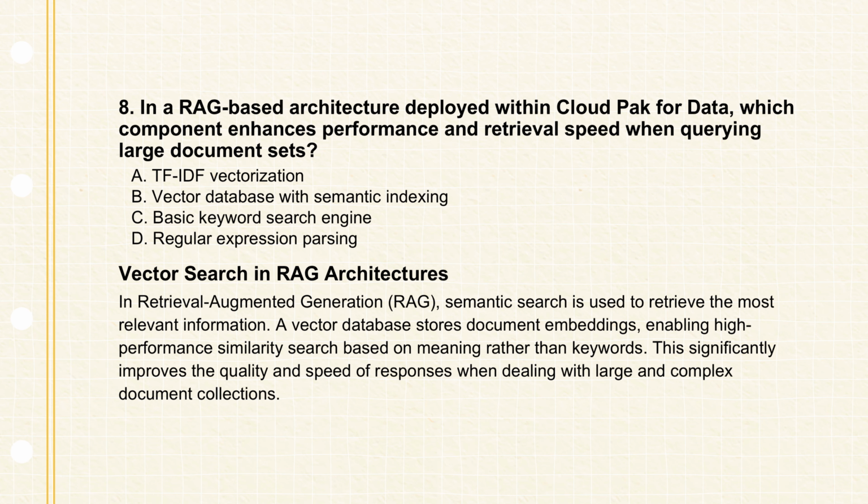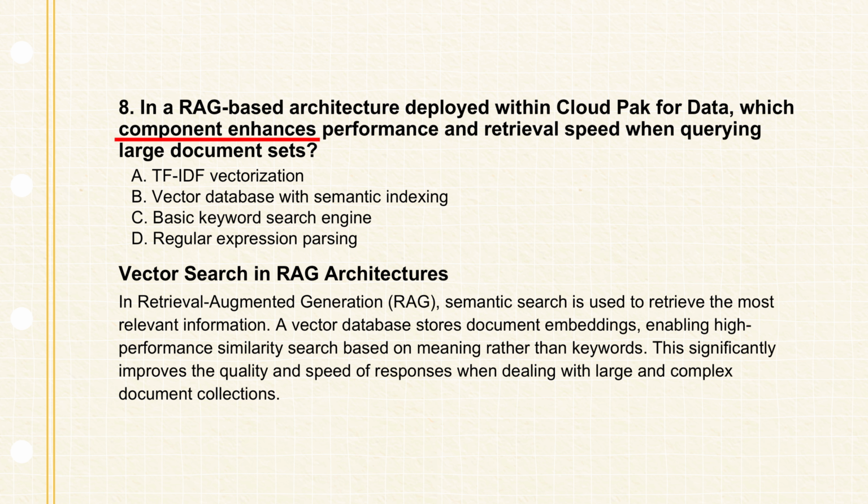Okay, question 8 delves into RAG architectures. Retrieval augmented generation. Yes, combining search with generation. Right, so within Cloud Pak for Data, you're using RAG with a large set of documents. What component really helps improve the performance and speed of retrieving the relevant information?